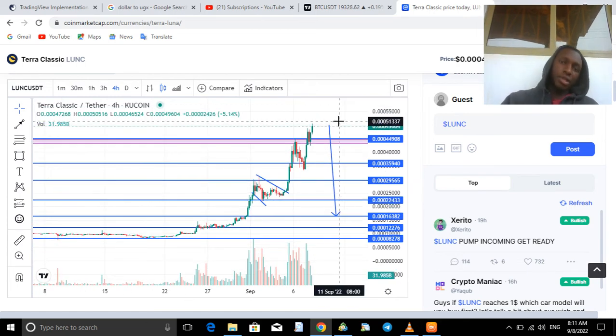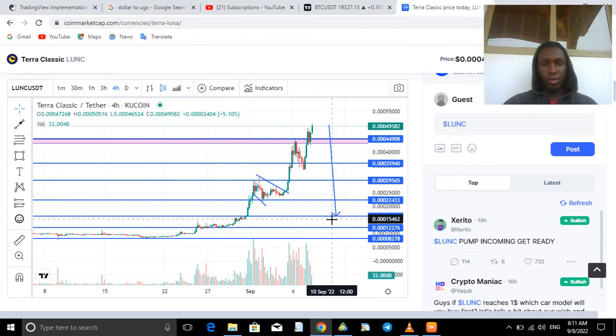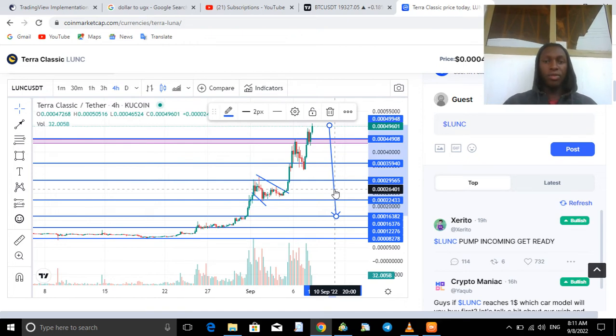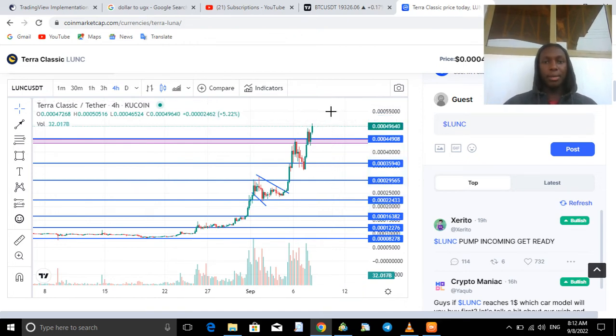But if this currency pulls back to this level which we are anticipating, that means it may not come back to retest this level forever. It will just stay pushing to the upside.